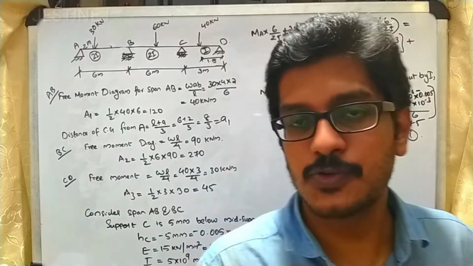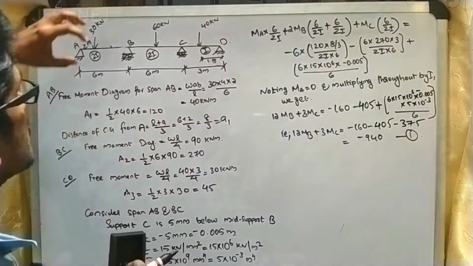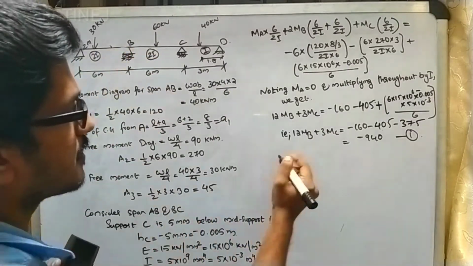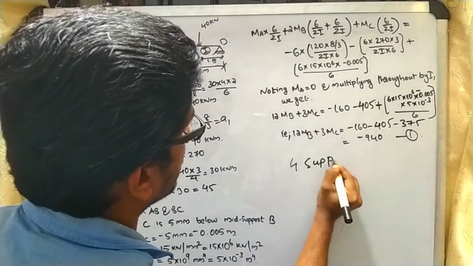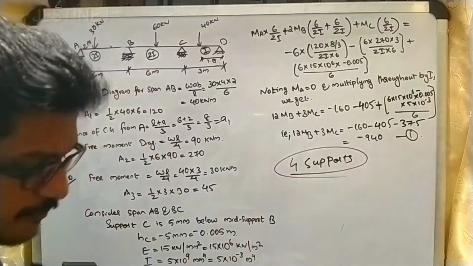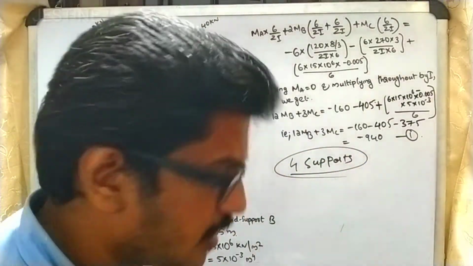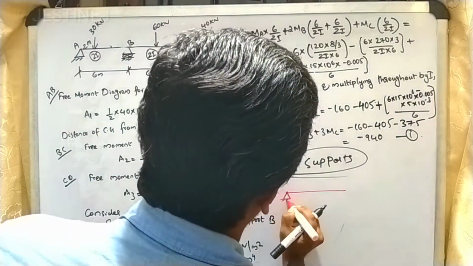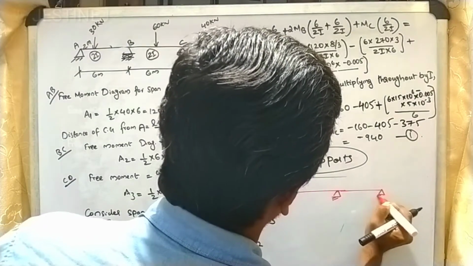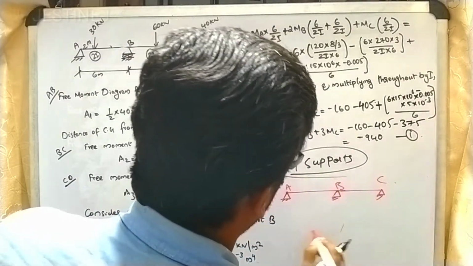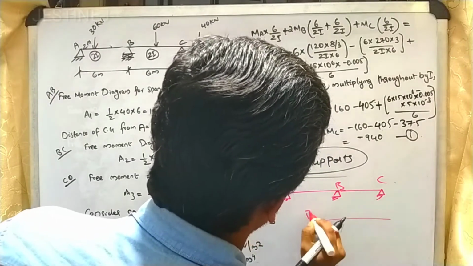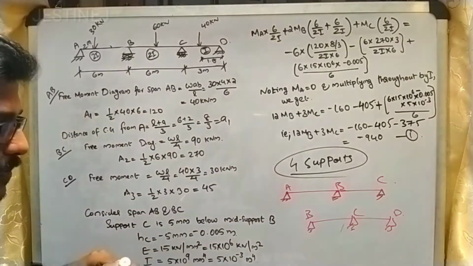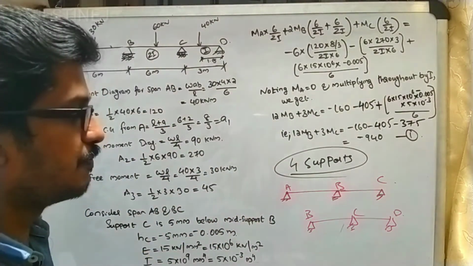Okay. So now we will move on to the question. The given beam has A, B, C and D, so four supports are given. Our first intention is to divide them into two parts. The first one will be A, B, C, and then after that you have to consider B, C and D. You have to apply the three-moment equation for these two beams.